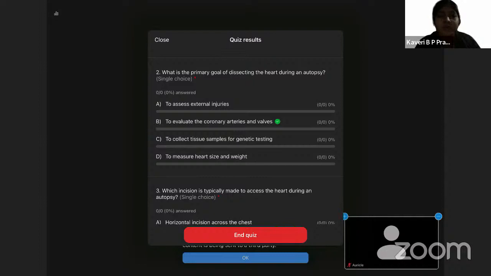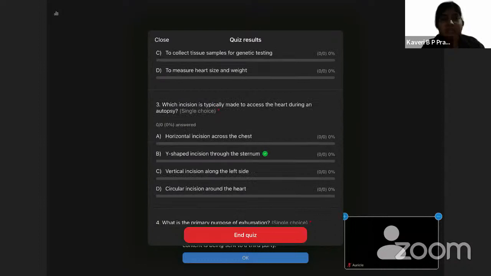Why? Because I told you we use the inflow-outflow technique, where we cut the atrium and go to the ventricle, that is inflow, and through the center of the valve we're cutting. So we examine the valves, and also the arteries: the pulmonary artery, aorta, and all the other supporting arteries. Therefore, option B is the correct answer. Coming to option A, to assess external injury, no. If we had to assess the external injury, we don't have to cut open the heart. Option C, to collect tissue samples, no, we're not doing that. We are going to examine the valves and the coronary artery. And to measure the heart size and weight, if you have to measure it, you wouldn't have to dissect and cut open the heart.